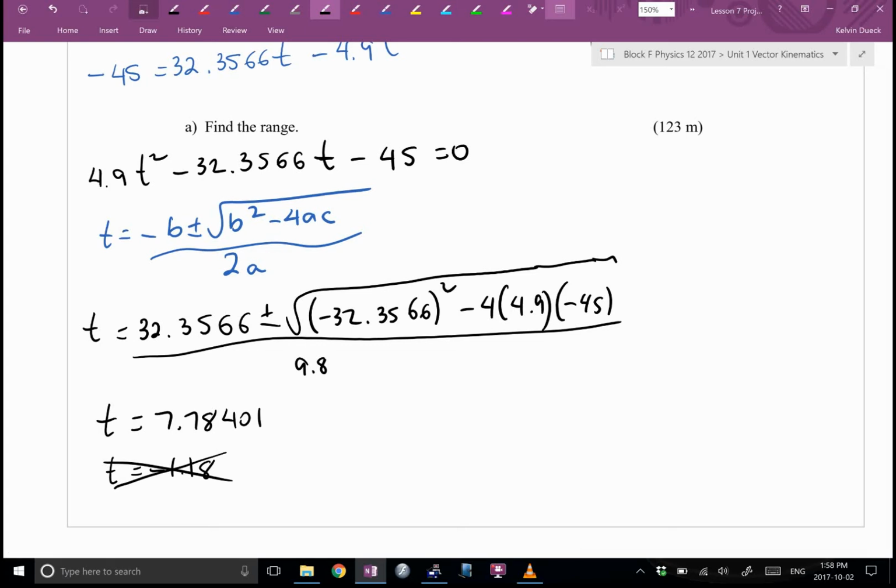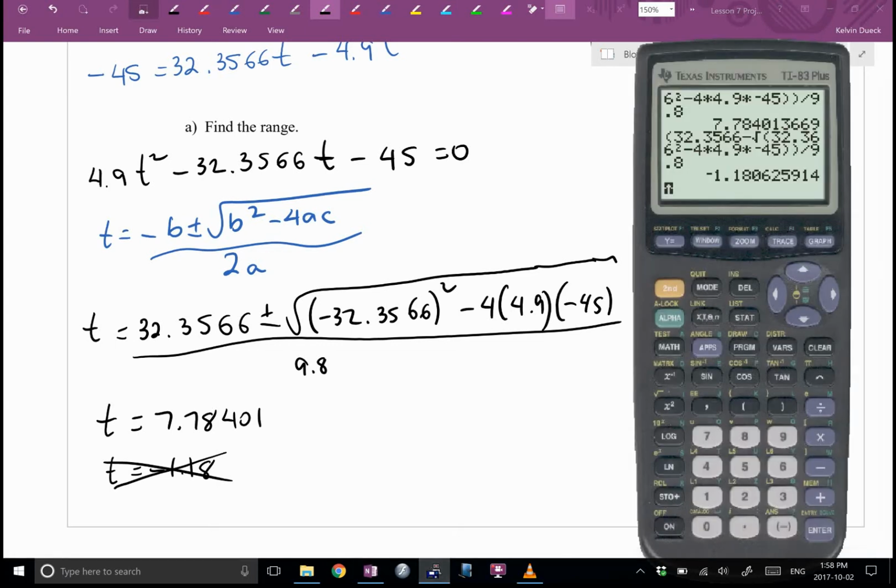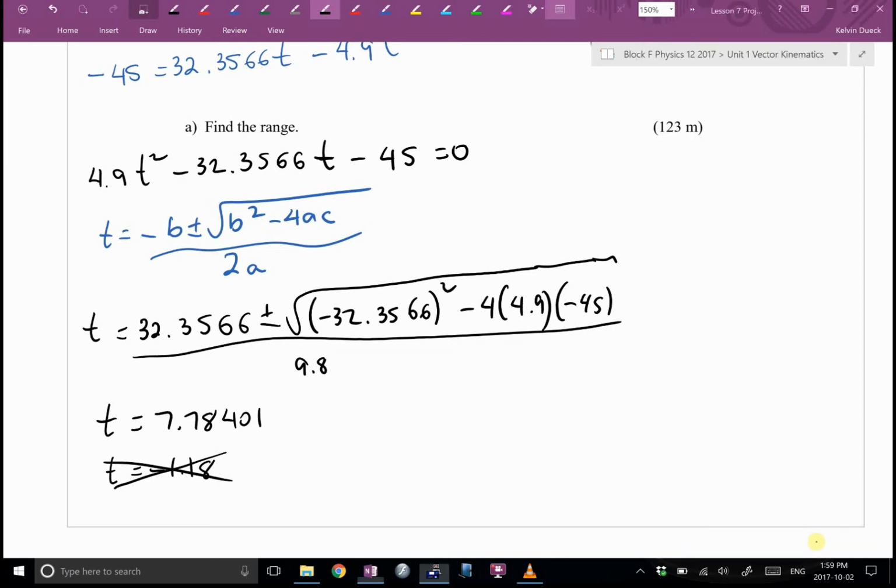Someone else got 7.7833? Oh, am I off? Do I have a typo? This is what you're supposed to tell me when I ask if we all got the same thing. 32.3. Oh, you know what? I missed a 5. Okay, let's change this back to a plus sign. 32.3566 squared. Is that right? 7.7833? That's pretty good. We're not done.